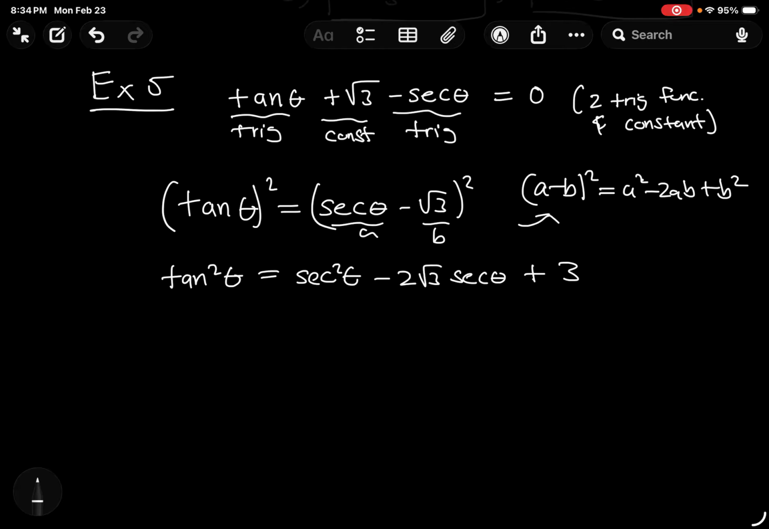And then from here, you could see I have 2 different trig functions, a secant and a tangent. So remember, 1 plus tangent squared is equal to secant squared theta. It's always helpful to write it out here so you can see it. So if I get tangent squared theta by itself, it's secant squared theta minus 1. So this guy right here goes to secant squared theta minus 1.